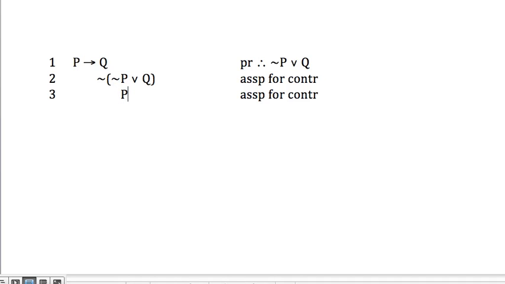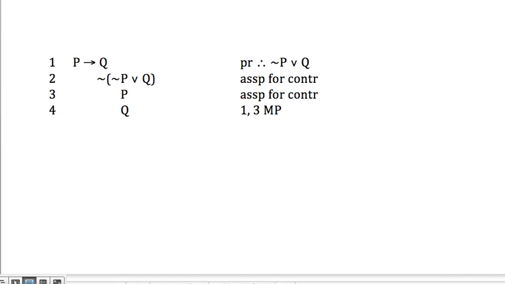You might think, I don't know what to do. The answer to the what to do question is this. At this point, try to extract information, because you can. I've got P arrow Q, I've got P, and so by modus ponens, I can get Q. From 1 and 3 modus ponens, I get Q.